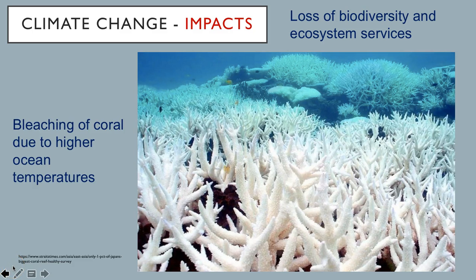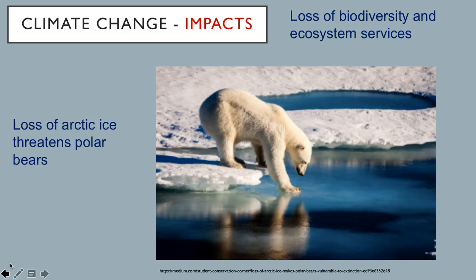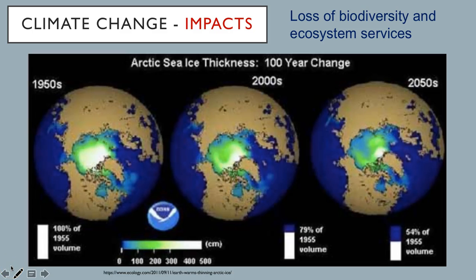There is an additional loss of coral due to bleaching resulting from higher ocean temperatures. Coral are keystone species, with many species dependent on them for living. 25% of all marine life is dependent on coral. Melting Arctic ice threatens polar bears as they hunt for seals from the ice. This is an image comparing the actual loss of Arctic ice cap volume between the 1950s and 2000 and the projected loss by 2050. The loss of the ice cap will cause a loss of biodiversity.